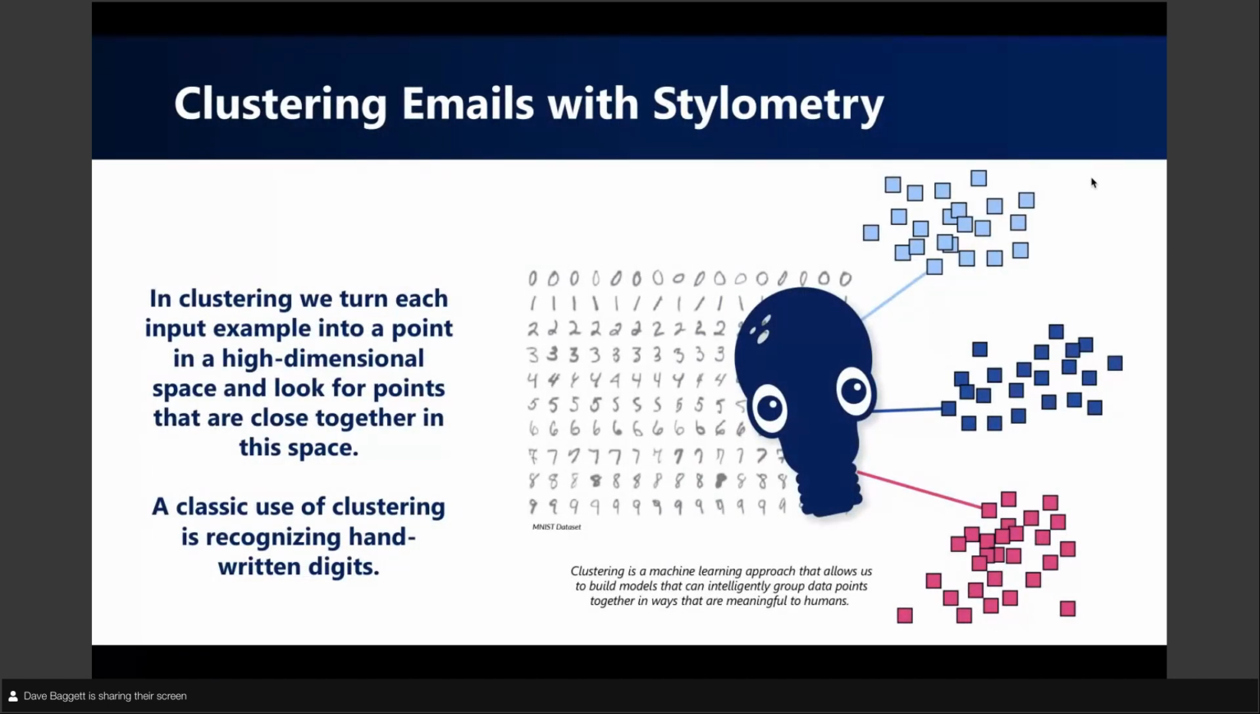Now, clustering, if you haven't heard about this, is a very well understood, very, very well known machine learning technique. And I'll give you some intuition about how this works using the example of learning to recognize handwritten digits. You're going to say, what does this have to do with email? I'll explain in a minute.